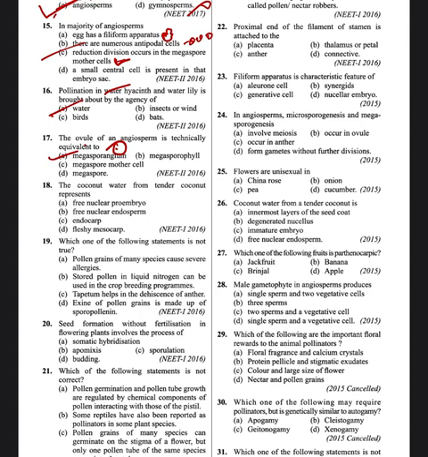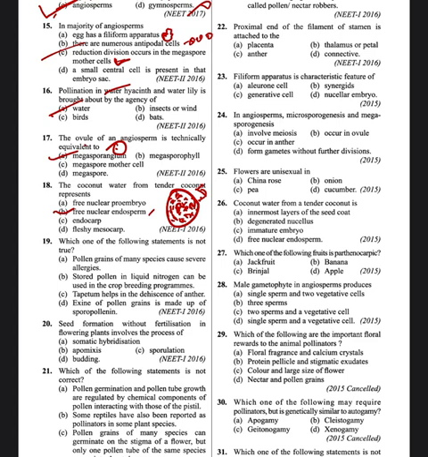Coconut water from a tender coconut represents free nuclear endosperm. The coconut water is endosperm. The primary endosperm nucleus undergoes division and gives rise to a number of nuclei without cell wall formation. This is known as nuclear endosperm. The best example for nuclear endosperm is coconut. So the answer is free nuclear endosperm. The edible part of the coconut is also endosperm.